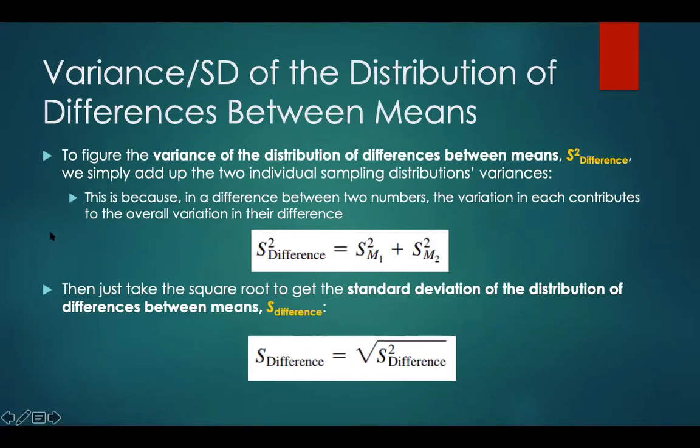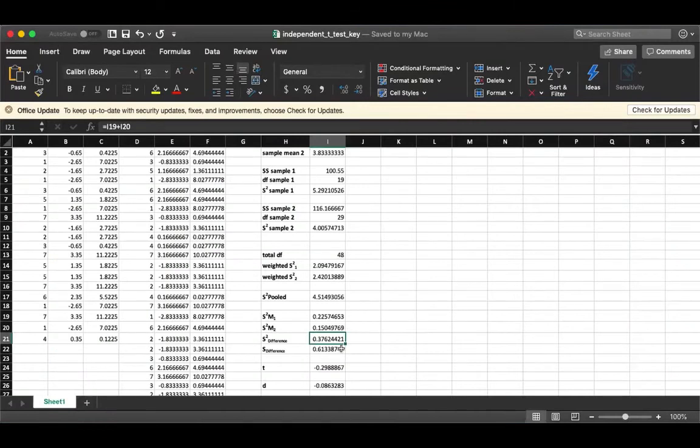Now, to figure the variance of the distribution of differences between means, so S squared difference, we simply add up the two individual sampling distributions' variances. This is because in a difference between two numbers, the variation in each contributes to the overall variation in their difference. So here's the formula for that. And to do this in your spreadsheet, you're simply adding the values in I19 and I20 to find that S squared difference.